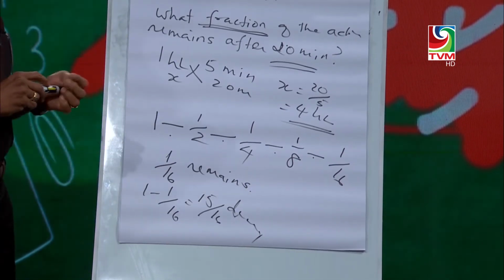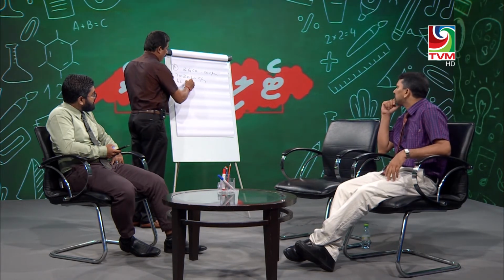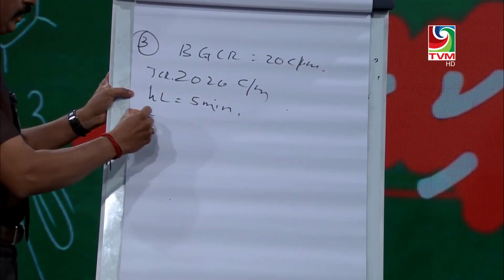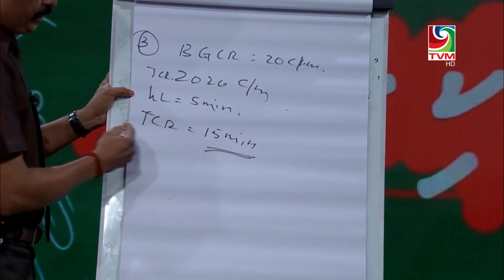The second question. There are many questions there. Sometimes they may ask questions like this. The background count rate is 20 counts per minute. The total count rate from the sample is 2020 counts per minute. This is the total count rate. The half-life is 5 minutes. What is the total count rate after 15 minutes?